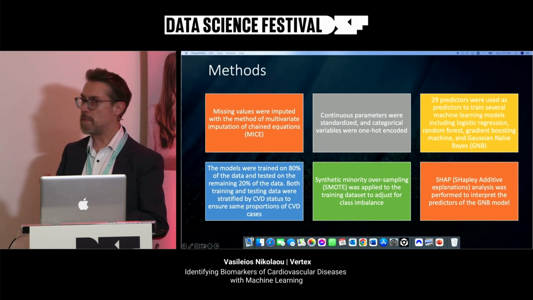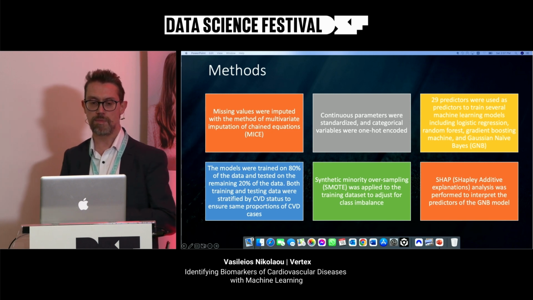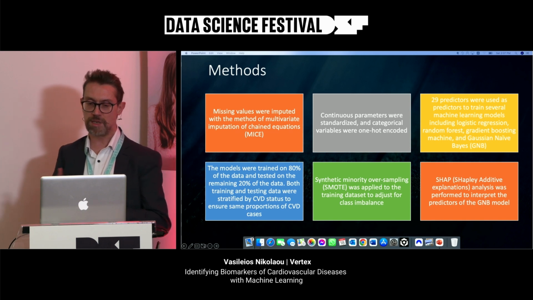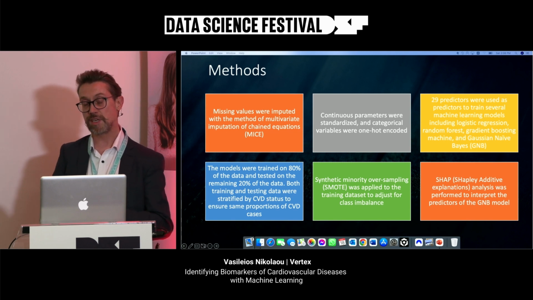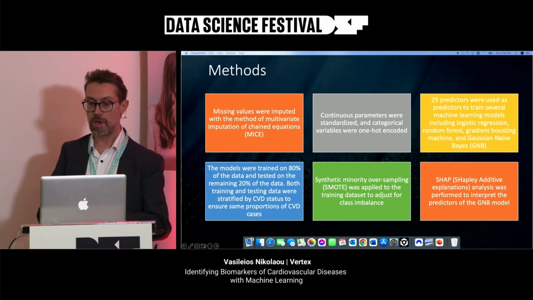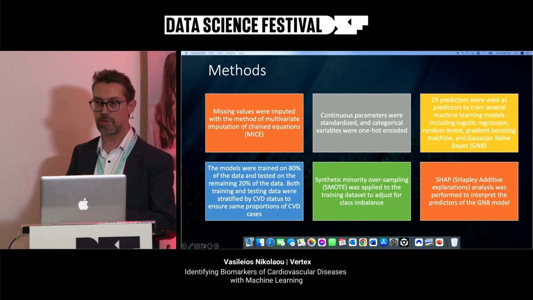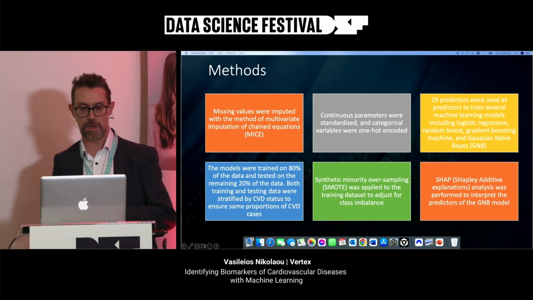And here are the methods that I used to analyze the data. During the data processing stage, I imputed missing values using the commonly used method of multivariate imputation by chained equations in R. Then I standardized continuous predictors to be on the same scale and one-hot encoded the categorical variables. So I ended up with 29 predictors that were used to train several machine learning models, from the very basic, the logistic regression, to more complex, which are the random forest, gradient boosting machine, and the Gaussian naïve Bayes algorithm.